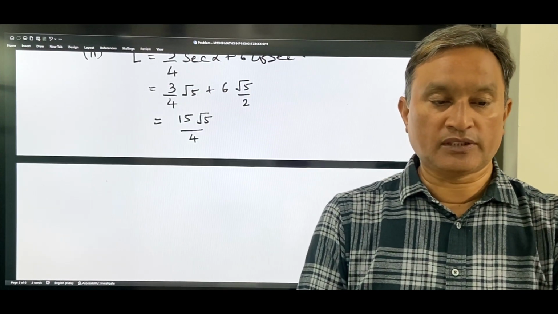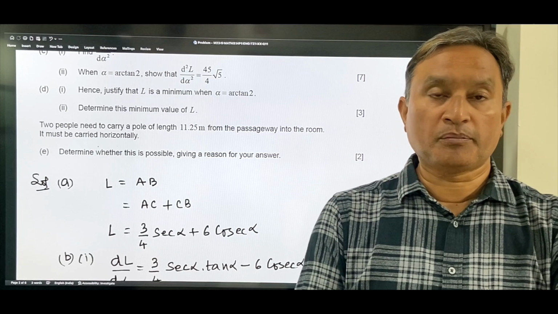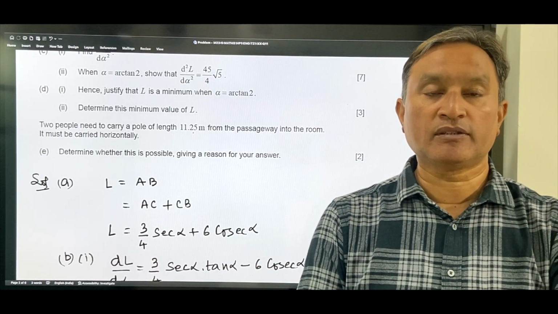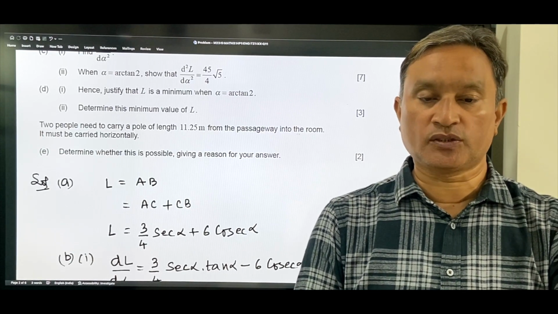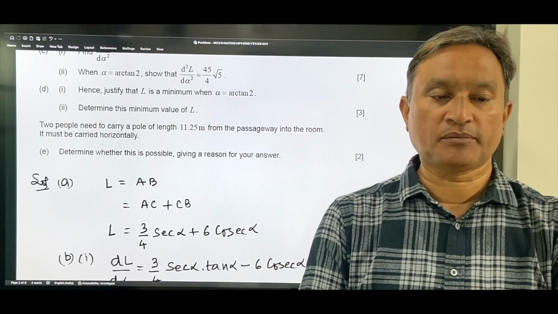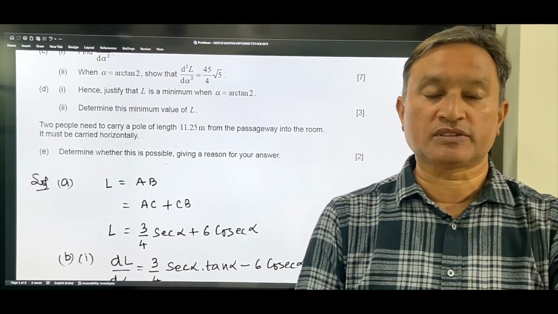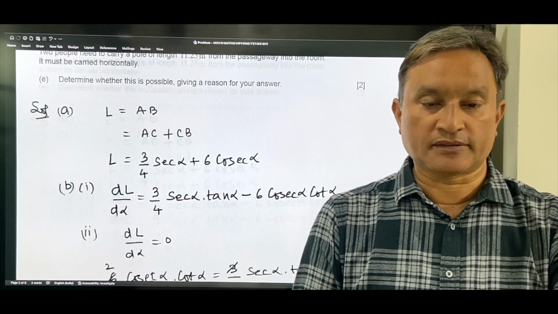Now we will proceed to the E part here. Two people need to carry a pole of length 11.25 from the passageway into the room. It must be carried horizontally. Determine whether this is possible, giving a reason for your answer.